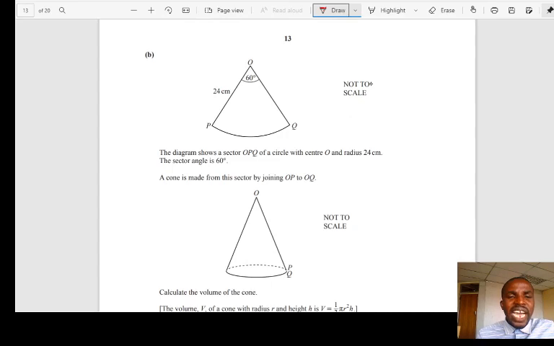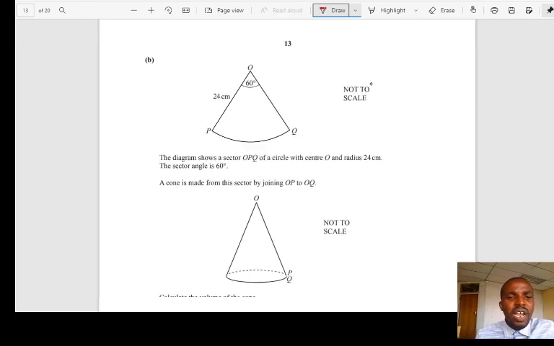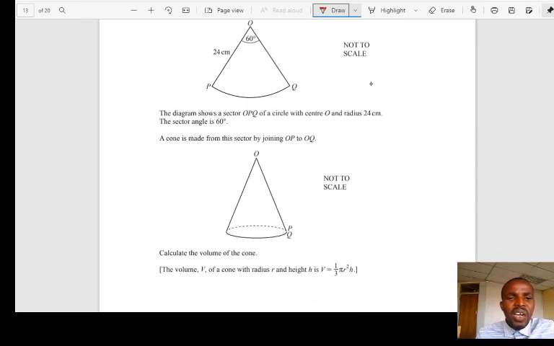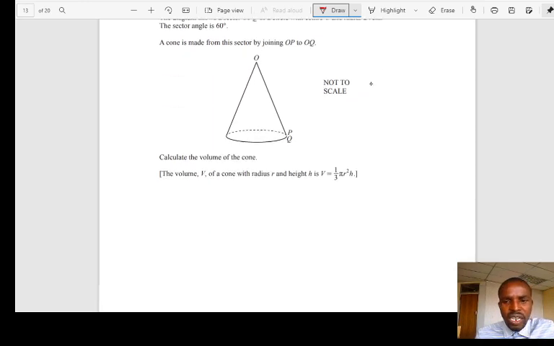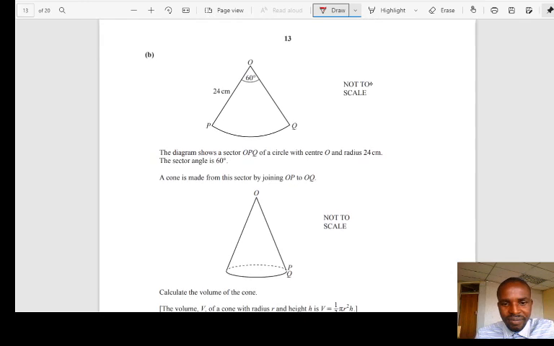Right, next, B. The diagram shows a sector OPQ of a circle with center O and radius 24 centimeters. The sector angle is 60 degrees, given there. A cone is made from this sector by joining OP to OQ. So OP and OQ have been joined together. Calculate the volume of the cone. How many marks? These are 6 marks. Serious, eh? 6 marks.